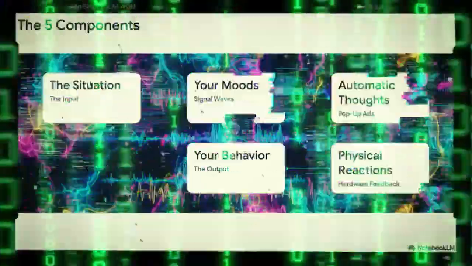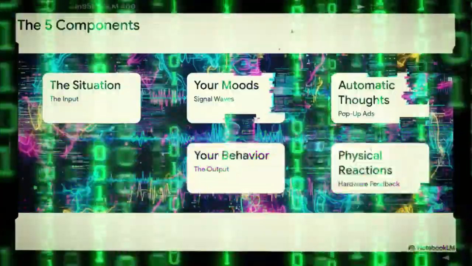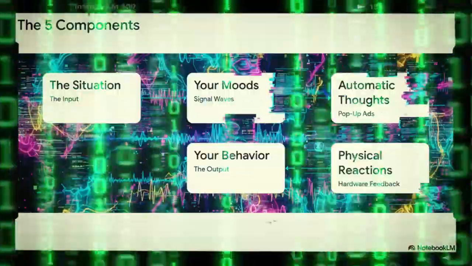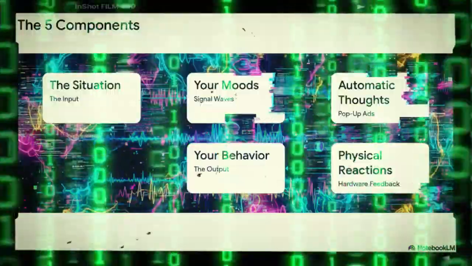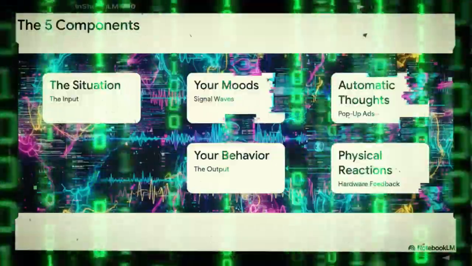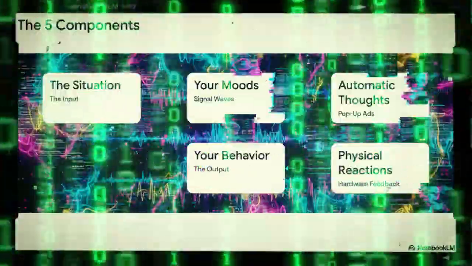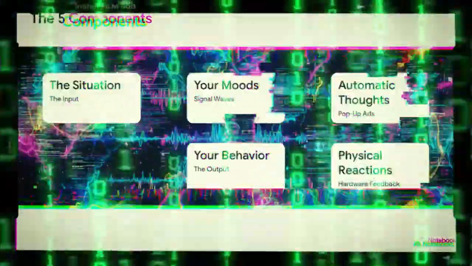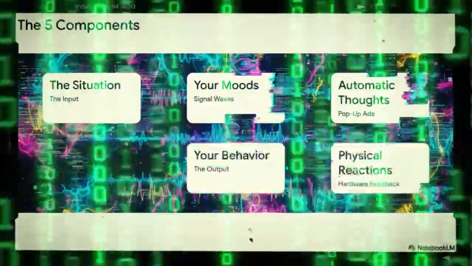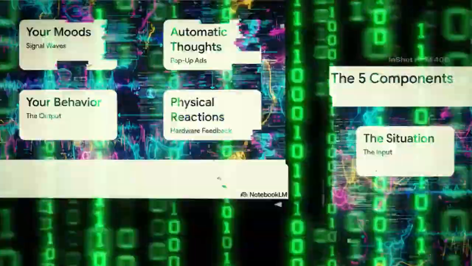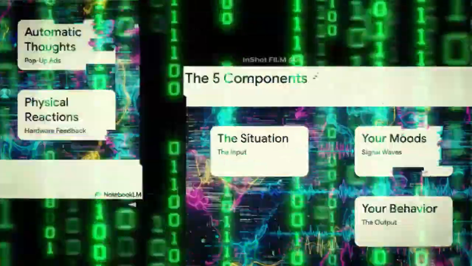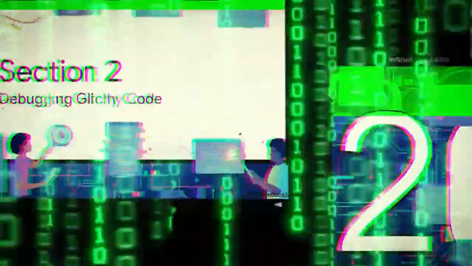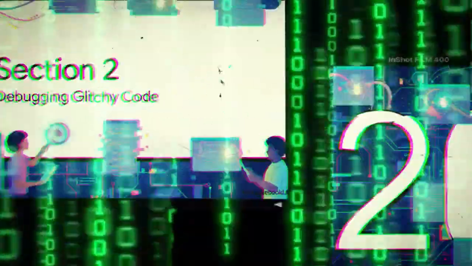First up, you've got the situation. Think of this as the raw input. Then there are your moods, which are kind of like emotional signal waves bouncing around. Number 3, you've got what we call pop-up ads. This is that glitchy code we're going to get into in a sec. Fourth is your physical reactions, which is basically hardware feedback from your body. And finally, number 5, your behavior. That's your output. The main thing to get here is that a tiny change in just one of these can set off a whole chain reaction across the entire system. It's all connected.